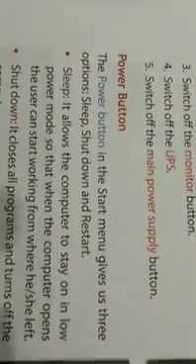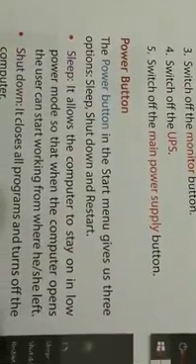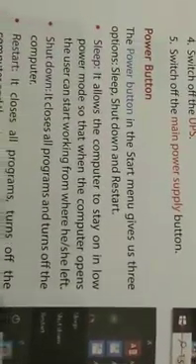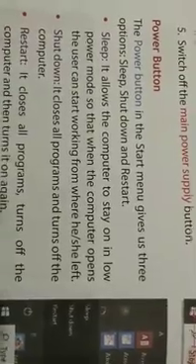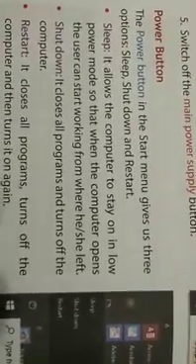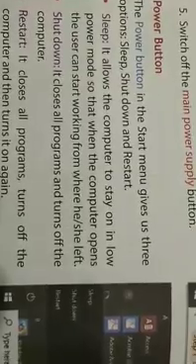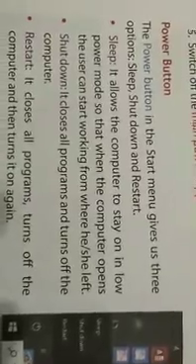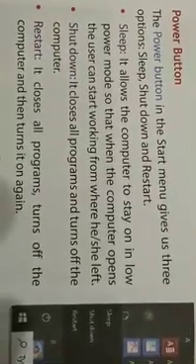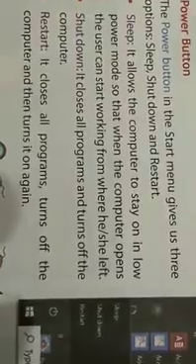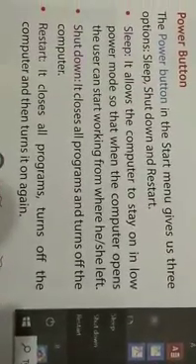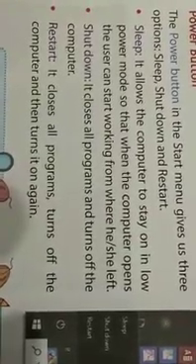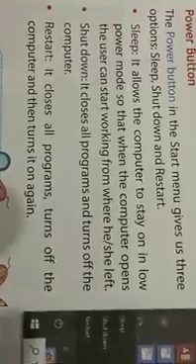Power button. The power button in the Start menu gives us three options: sleep, shut down and restart. Sleep. It allows the computer to stay on in low power mode so that when the computer opens, the user can start working from where he or she has left. Shut down. It closes all programs and turns off the computer. That means your system is completely turned off. Restart. It closes all programs, turns off the computer and then turns it on again. Simple.